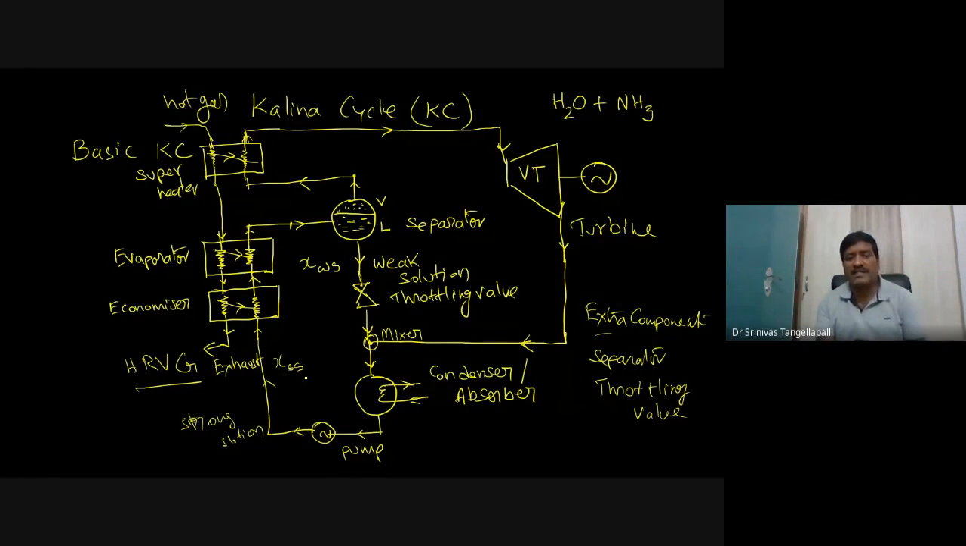Yes, SS means strong solution. WS is a weak solution. In addition to these two concentrations, is there any other concentration? One more concentration you can see. This is the vapor concentration. So finally, there are three concentrations: the vapor concentration, weak solution concentration, and strong solution. These three concentrations control the properties of the Kalina cycle system.